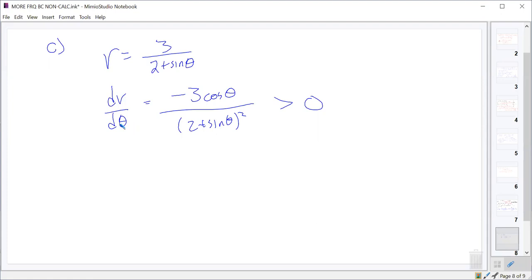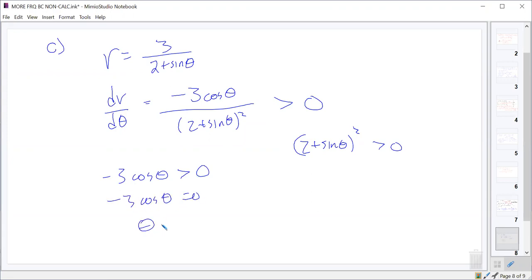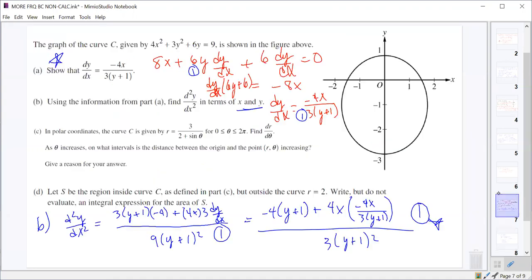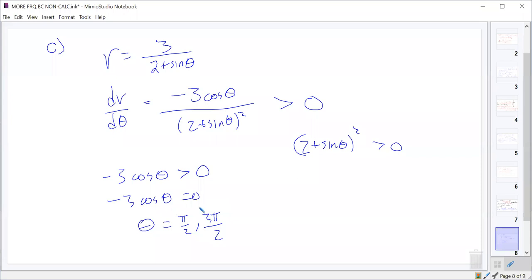So when is negative 3 cosine theta over 2 plus sine theta squared positive? Well, the denominator is always positive, right? So we're really just looking at negative 3 cosine theta over something positive. So we need to know, when is negative 3 cosine theta also positive? Well, first off, negative 3 cosine theta equals 0 when theta is pi over 2 and 3 pi over 2. I assume they gave us an interval of 0 to 2 pi. Yep. So those are our values.